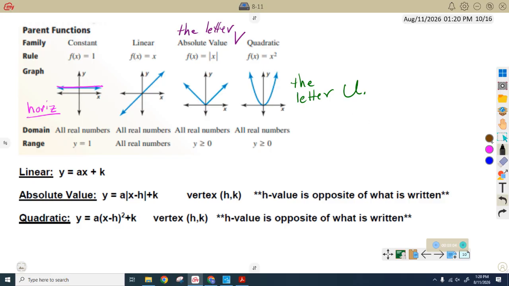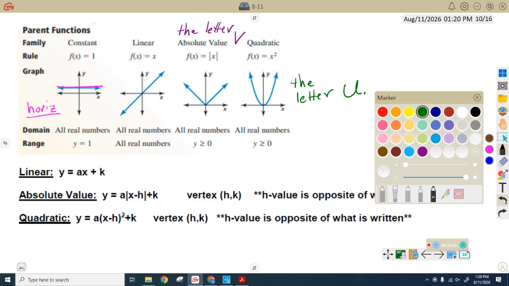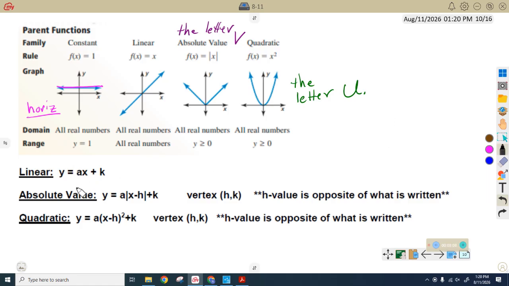All right, now, I will tell you this. Whatever we cover with these A, H's, and K's now is what we will cover with these A, H's, and K's all year long. Okay? Because there are these three functions that we're going to look at. We're going to look at logarithms. We're going to look at exponentials. We're going to look at square roots. All this crazy stuff. And this is what it is.